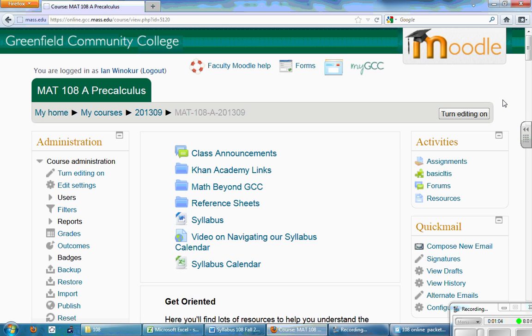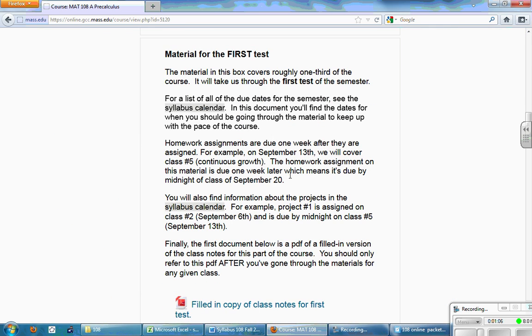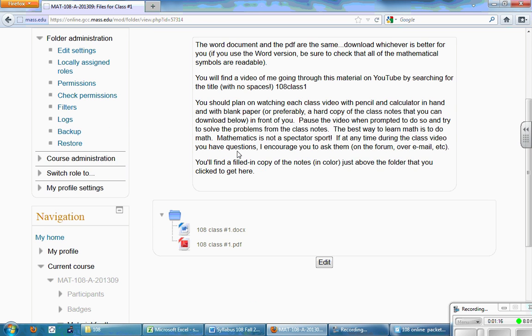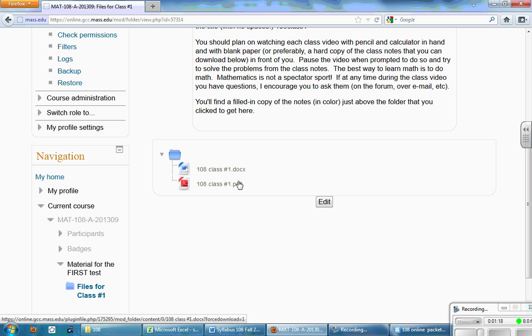So again, it's in Moodle. You're going to have to scroll down just a little bit until you find the box that says material for the first test. And then files for class number 1. And inside of here, we'll see a Word document and a PDF. They're both the same, so print out whichever one is better for you.